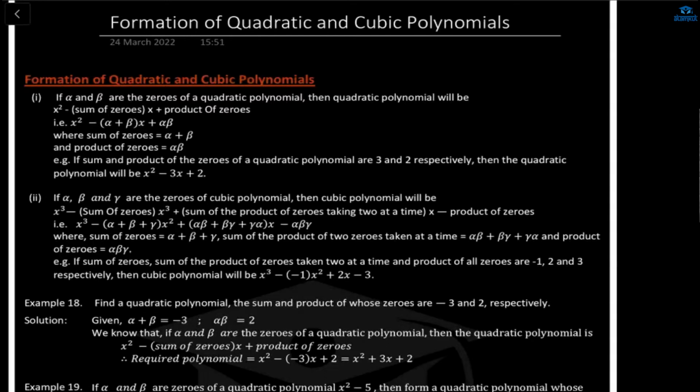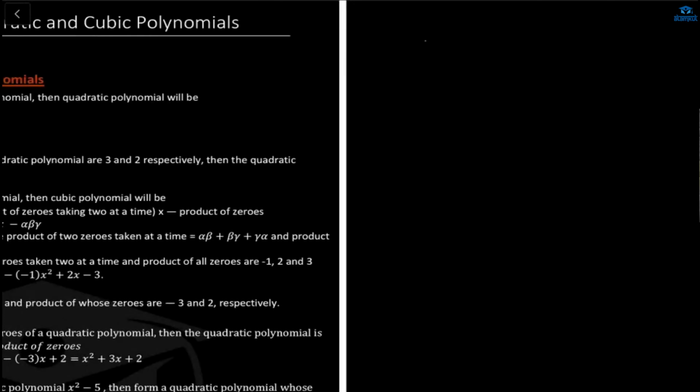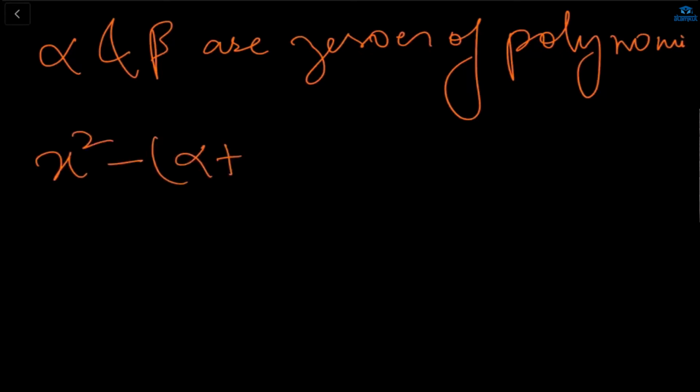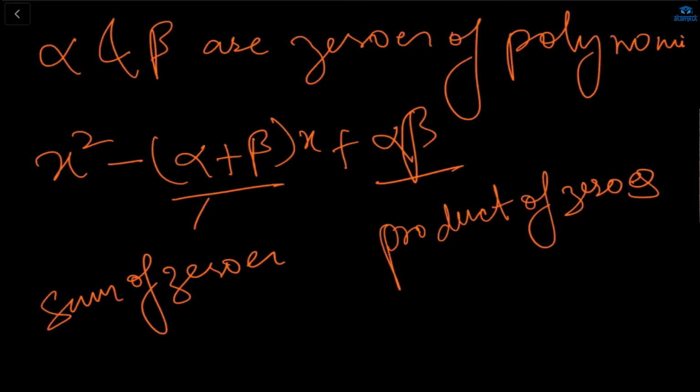The first case is a quadratic polynomial. We all know that it has at most 2 zeros. Suppose alpha and beta are the zeros of that quadratic polynomial, then what will be the polynomial? It will be x squared minus (alpha plus beta) x plus alpha into beta: the sum of zeros and the product of zeros. So this is how you can construct a polynomial.